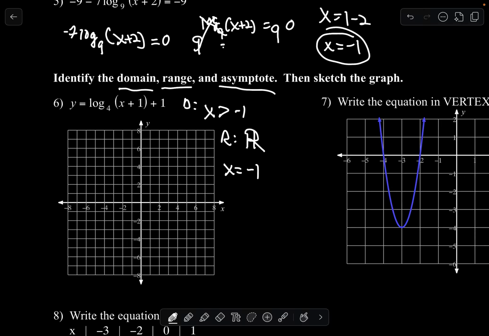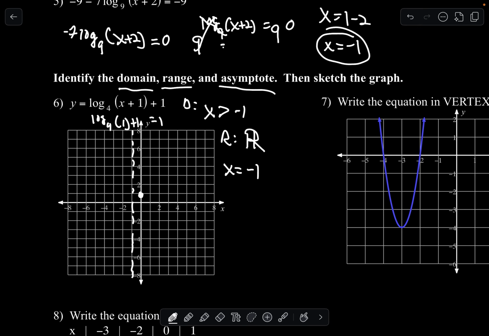So to graph this, we're going to put a dashed line at negative 1. And then we're going to choose a value to the right, like at x equals 0. And you should be able to do this. Log base 4 of 0 plus 1 is log base 4 of 1, plus 1. Log of any base of 1 is 0, and that's equal to 1. So when x is 0, we're at y equals 1. And we have that point.